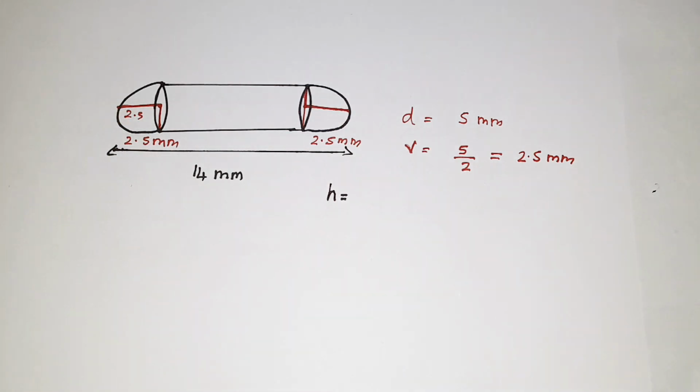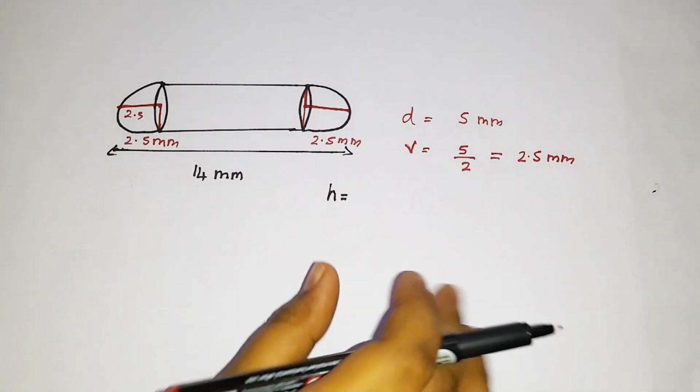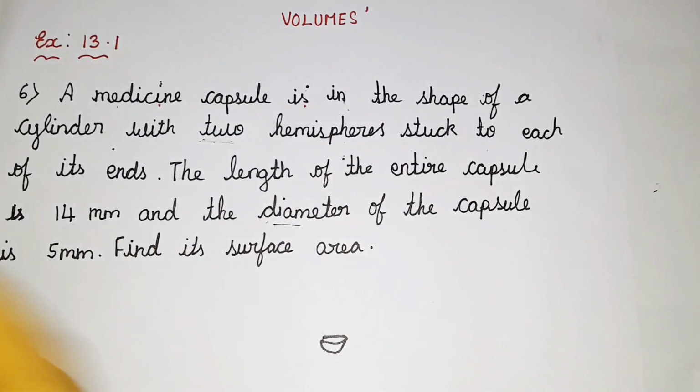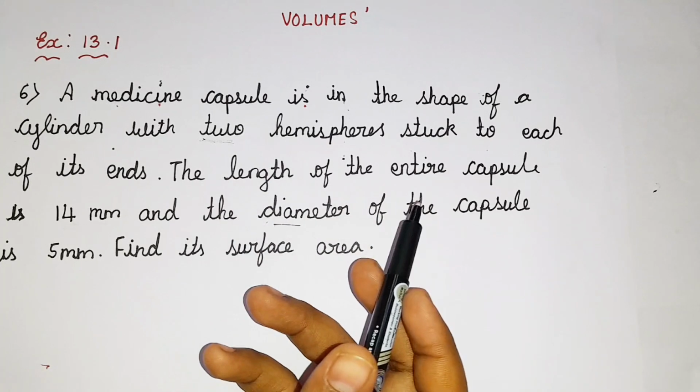Now I am going to find the height of the cylinder. You might be wondering why. Because when we apply the formula, we need the height. According to the question, they didn't mention any information about the height of the cylinder.